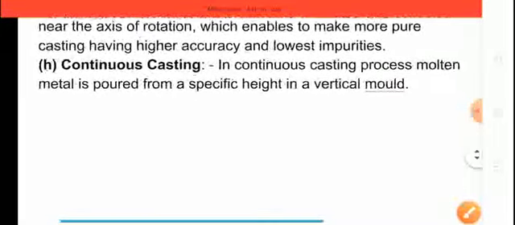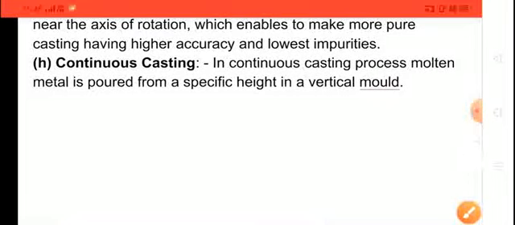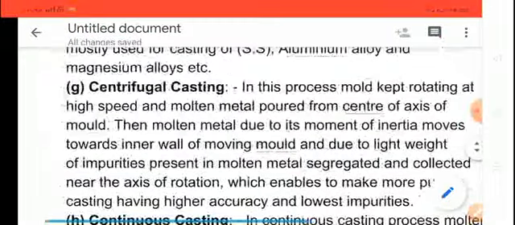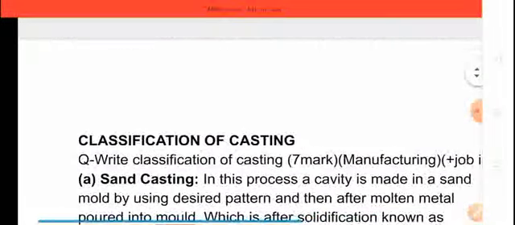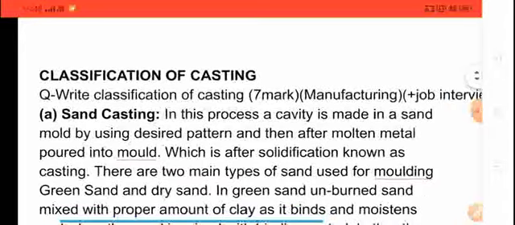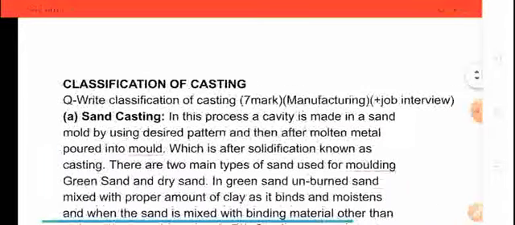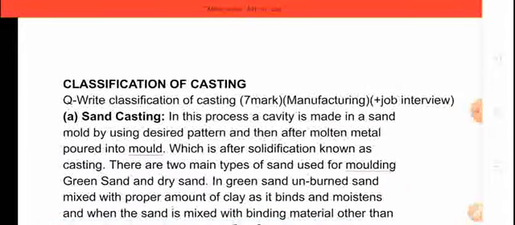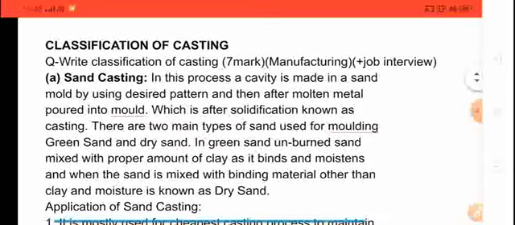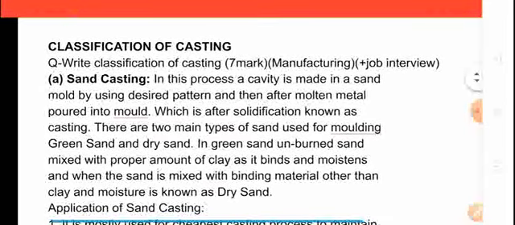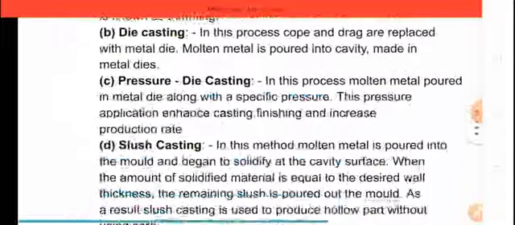Now let's see the continuous casting. In the continuous casting process, molten metal is poured from a specific height into a vertical mold. So this is the classification of casting. 7 marks question, most important.